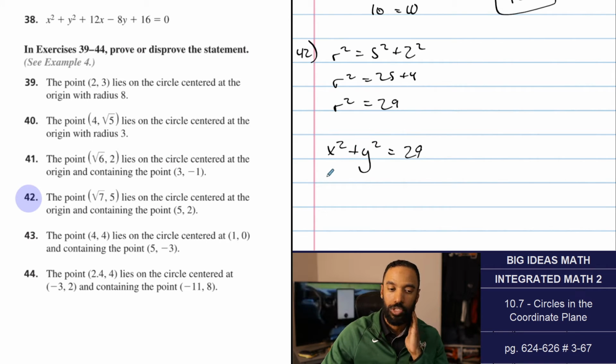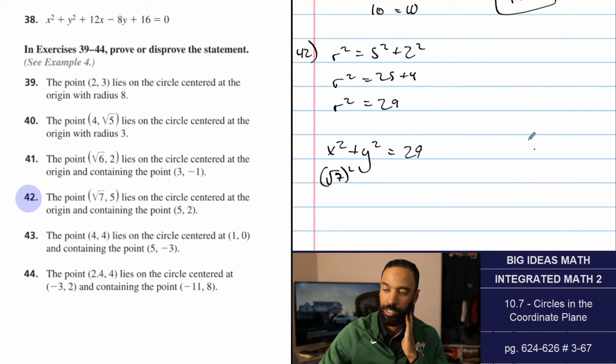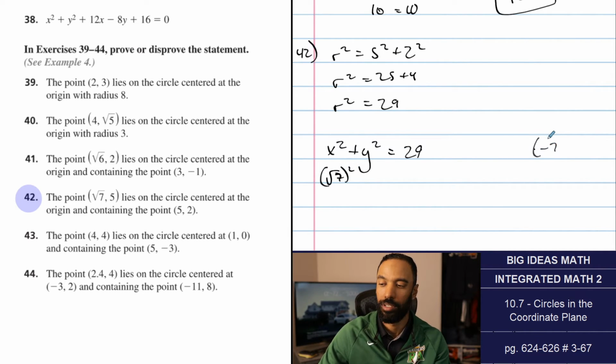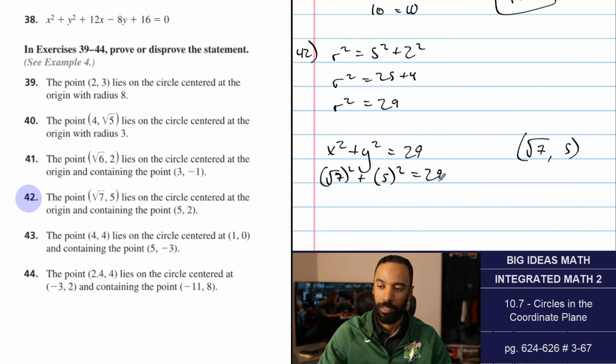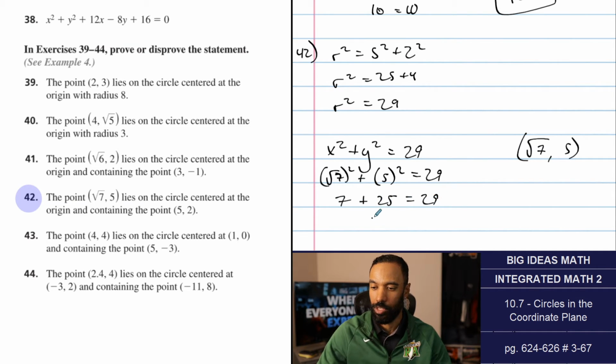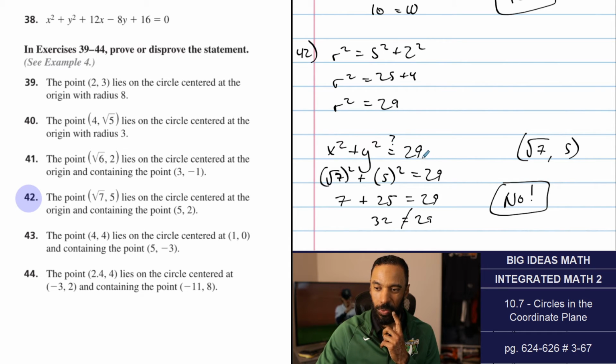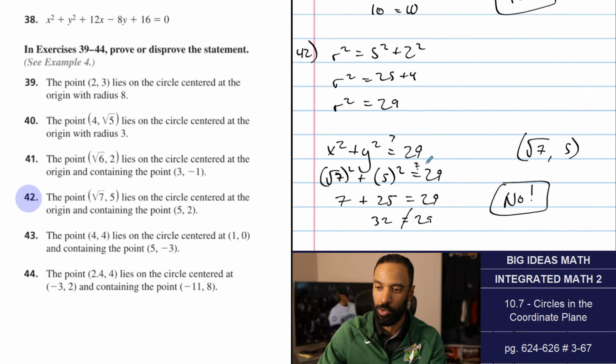That's not 0. So let's substitute root 7 for x. This is root, not negative. Root 7 comma 5. And then 5 for y. Root 7 squared is 7. 5 squared is 25. So this will be 32. So it does not work. Big fat no. This was in question. Whoops, that's not in question. That's the formula. This was in question here.